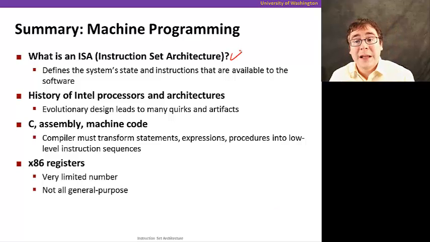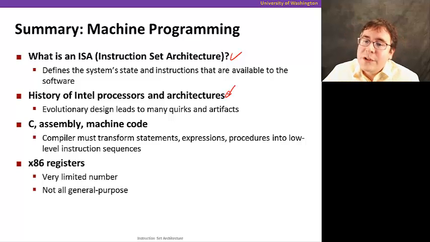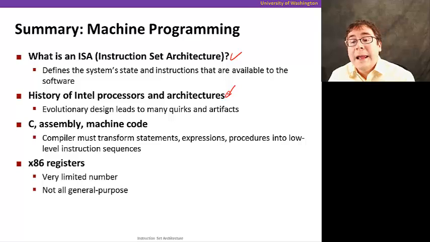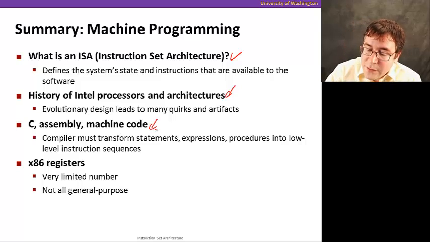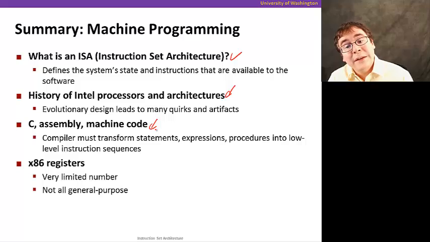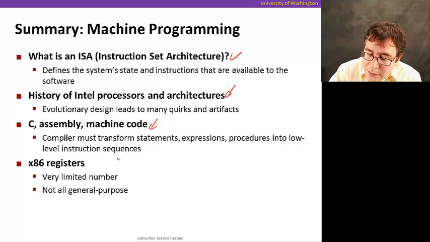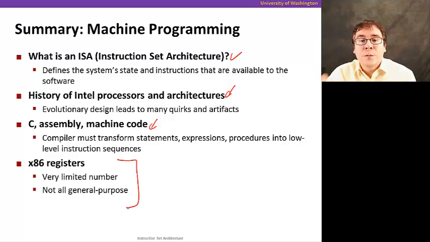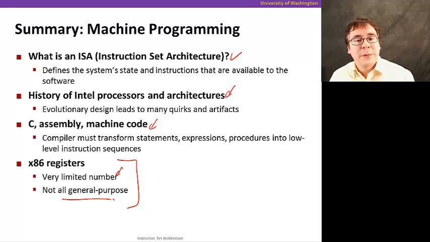It defines the system state and all the instructions that are available to software. We talked a little bit about the history of Intel processors and AMD as well. We looked at how C relates to assembly and machine code, and gave some initial examples. And we talked about x86 registers, which are really at the heart of assembly programming in x86. The thing I want you to remember is that there is a very, very limited number of them, and some of them have special meaning, so not all of them are general purpose.